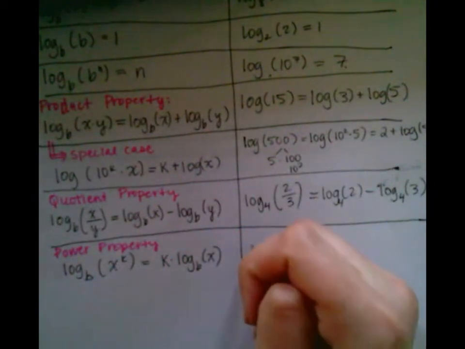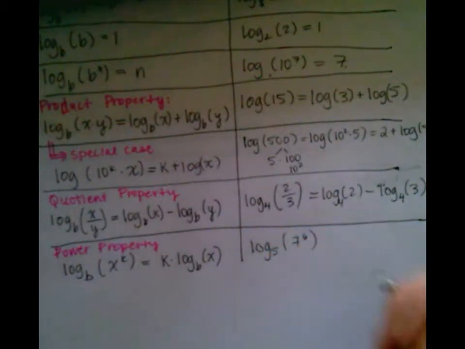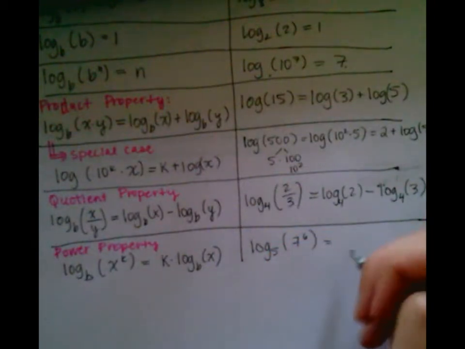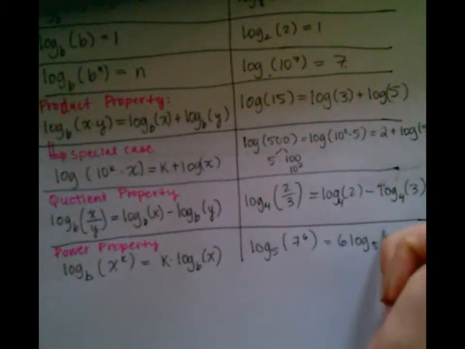So an example would be log base 5 of 7 to the 6th power. That's going to be equivalent to, bring the 6 out front, 6 times log base 5 of just 7.